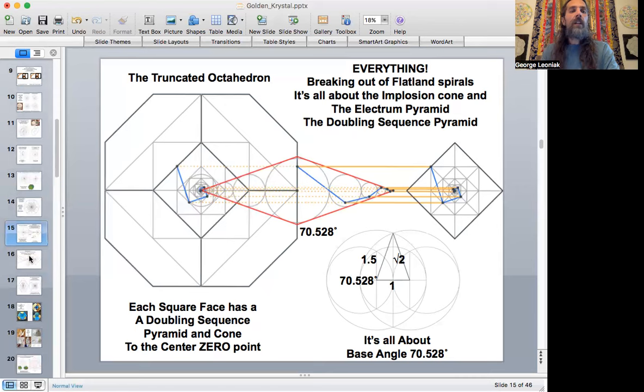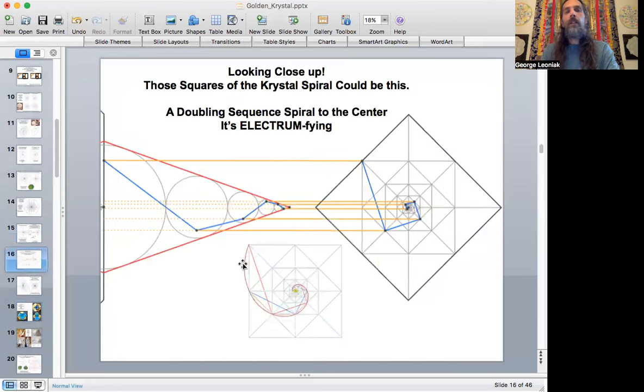Here's going to be just a zoomed up version of what we were just looking at here. Okay, this is the doubling sequence spiral to the center. It's electrifying. Well, there you go. It's a close-up view of that same view of the Electrum spiral. Remember, you can easily turn this into the Krystal Spiral. I've already demonstrated it's following the same curvature.